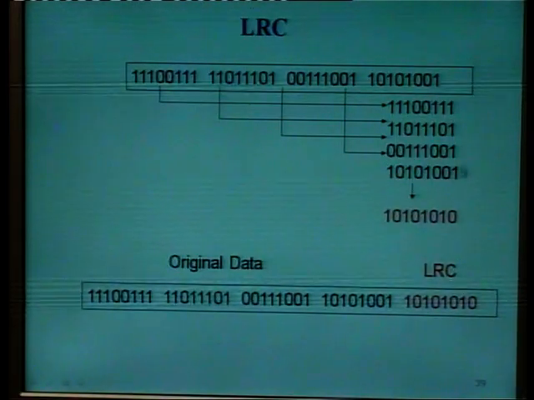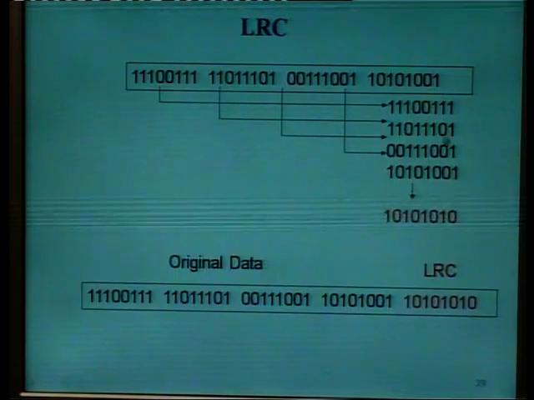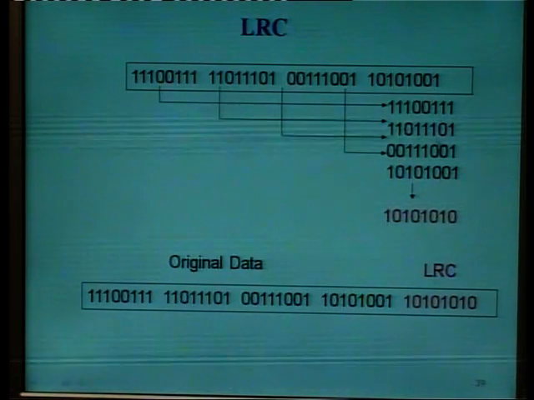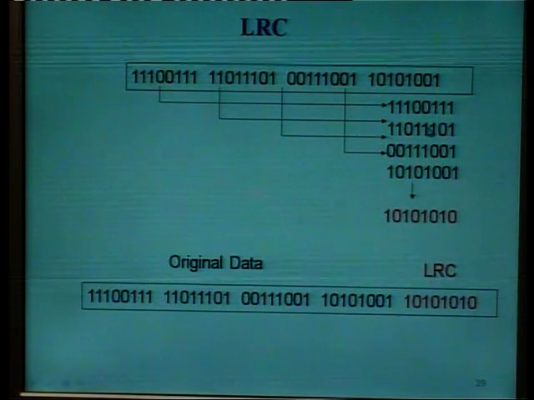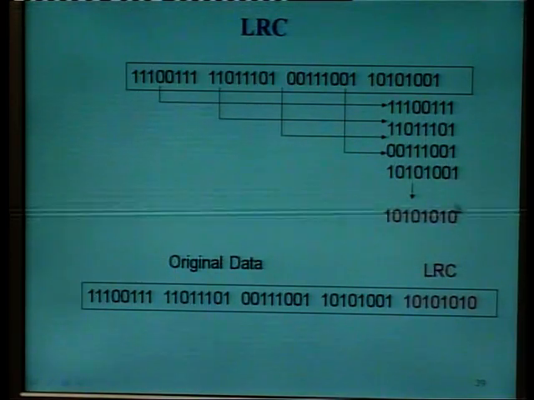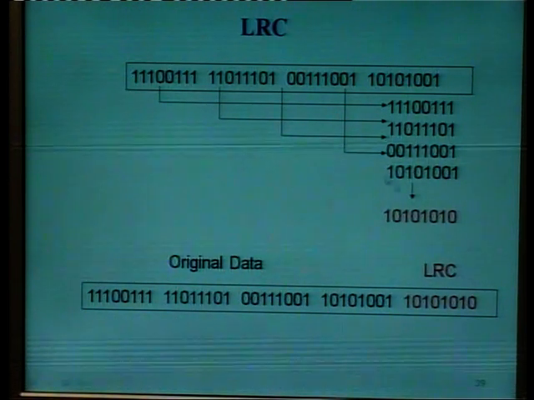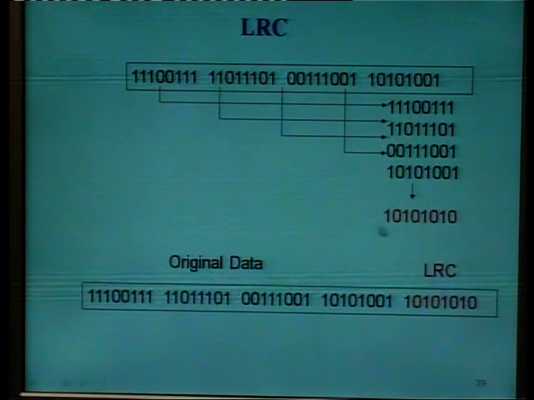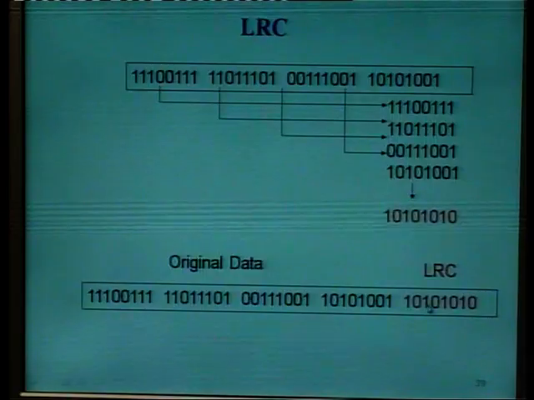Now 1, 1, 1, 1. There are 4 ones, meaning an even number of ones, so the parity is 0. Odd number of ones, parity is 1. 1, 2, 3, 4 bits, 2 ones, an even number of ones, parity is 0. Here also an odd number of ones, parity is 1. So this is the parity code which is generated by using these 4 parts of the data. Now this parity code, which is also called LRC, is added to the original data and transmitted.